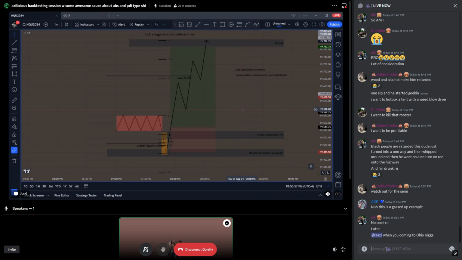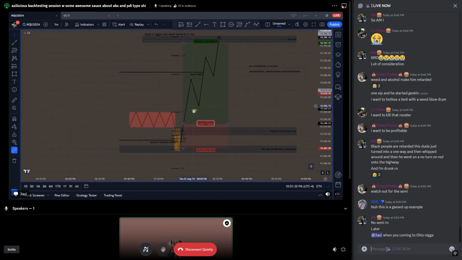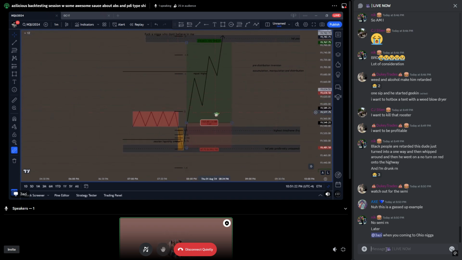everyone else does. Okay, so how other people, at least how I've seen other people use it, if they don't know about PDI, it's pretty simple. They'll just wait for a break of structure of the accumulation zone. Okay, and then they'll wait for an inverse fair value gap or just for a fair value gap entry right after the break of structure.